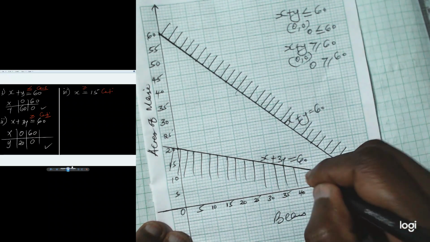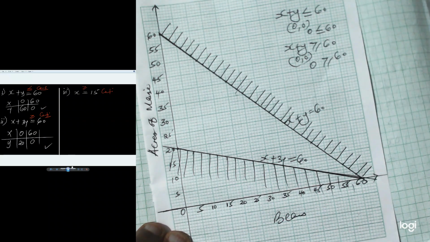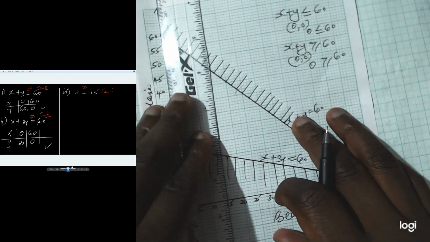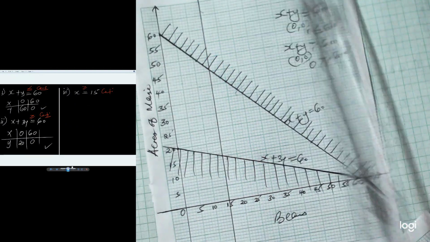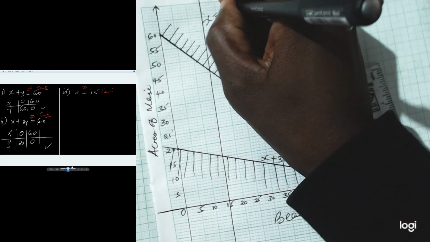So I shade that because that is the unwanted side. The other line is x equals 15. X equals 15 is this vertical line passing through 15. That line is also continuous. So this is x equals 15.